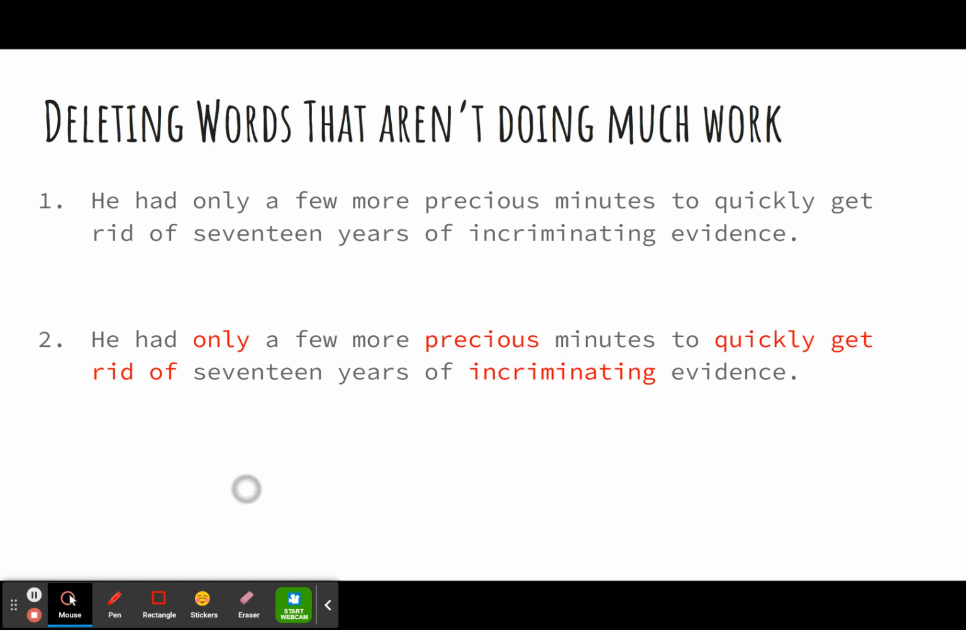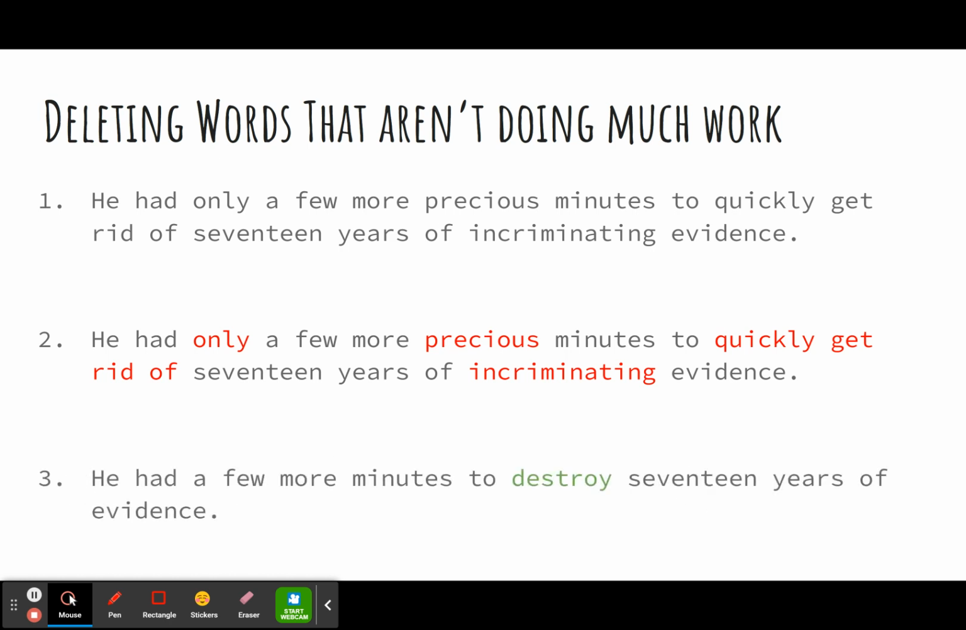So let's check out the published version. He had a few more minutes to destroy 17 years of evidence. The impact's a lot better, right? He had only a few more precious minutes to quickly get rid of 17 years of incriminating evidence. Nothing is grammatically wrong with that, but it sounds way better, and the intensity and the pacing that you're going for is a lot better in that one where you deleted words that really just weren't doing much for you. And those kind of words pop up a lot in a downdraft.